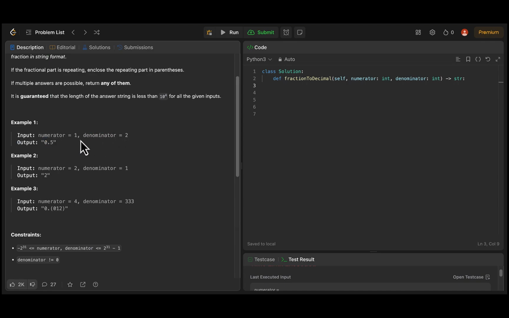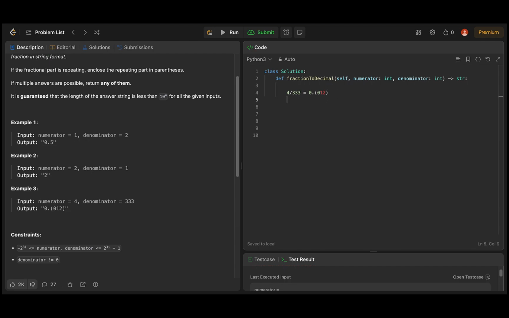For numerator 1, denominator 2, we are getting 0.5. Pretty straightforward, they have just divided it. For numerator 2, denominator 1, again pretty straightforward, 2. However, for numerator 4, denominator 3, they have divided and got a recurring decimal. So basically what they are trying to say is 4 divided by 3 will be equal to 1.3333, and so on to eternity. Instead of that, we need to replace the repeating part with parentheses.